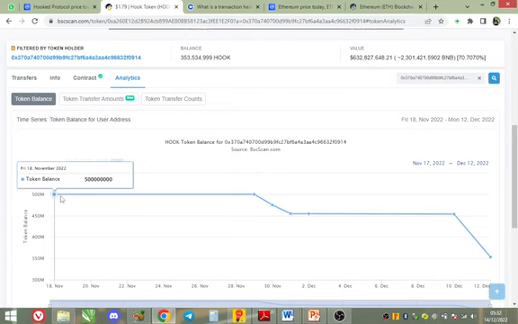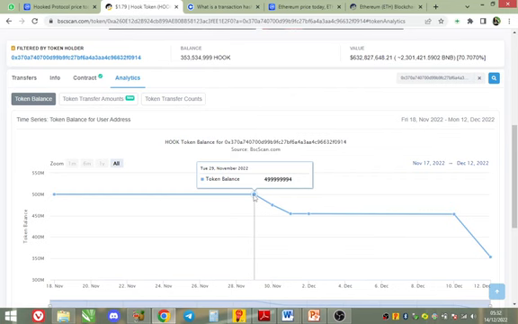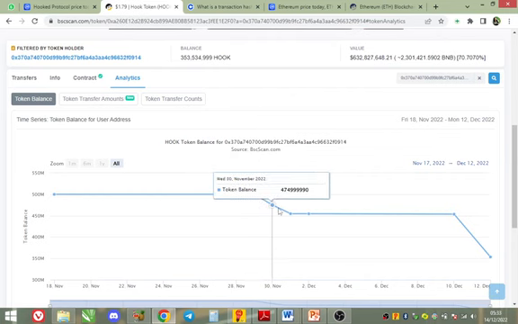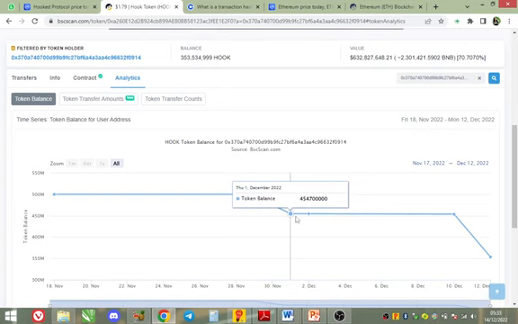They were holding this hook token on November 18th. Now they distributed a small portion. Maybe they distributed it, or maybe they were running tests and the rest. Then they sent another portion, and all these dots are the transactions that they have done.